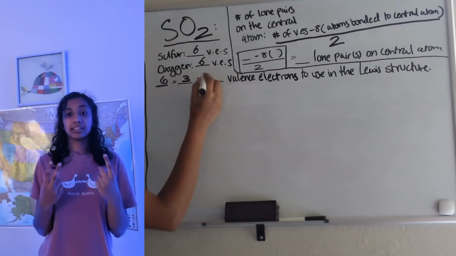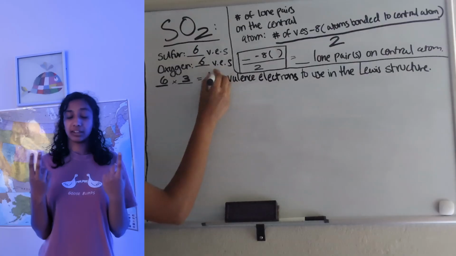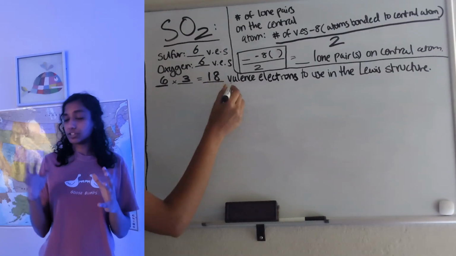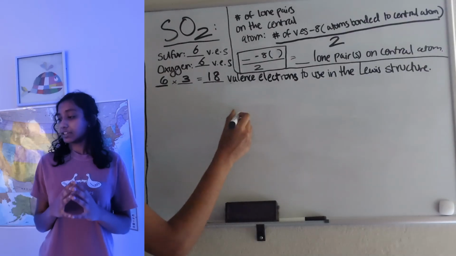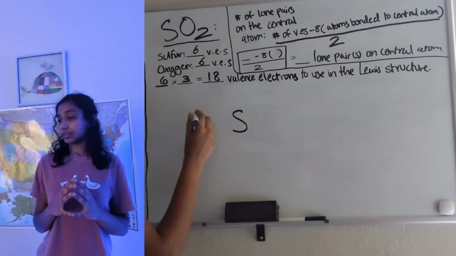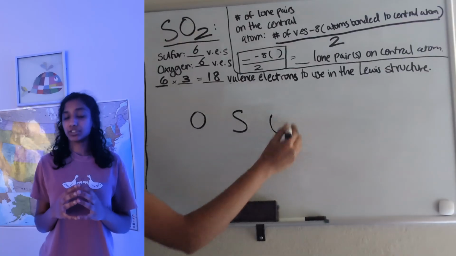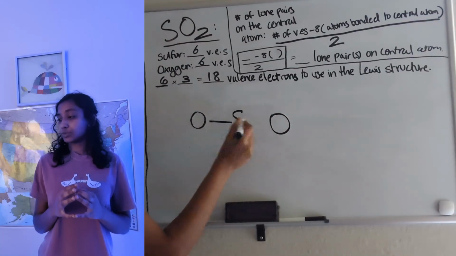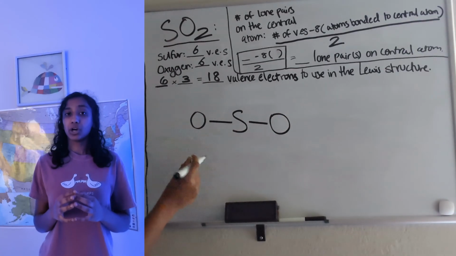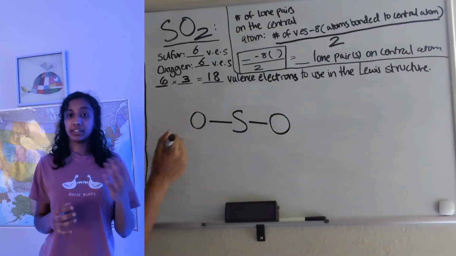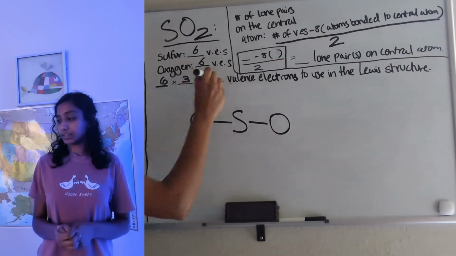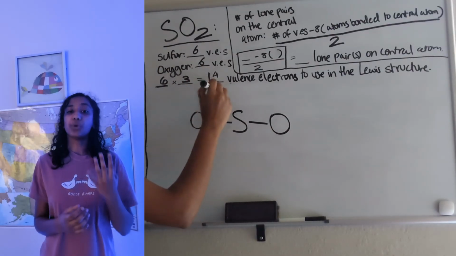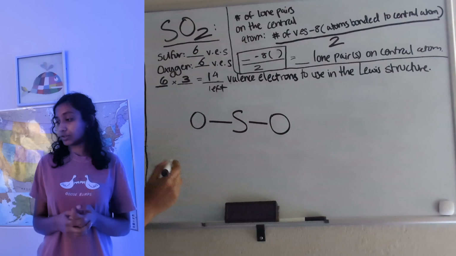So we take 6 times 3, which is the number of atoms, to give us 18 total valence electrons that we can use to draw the structure. Next, we place the single element, sulfur, in the middle, with 2 oxygens surrounding it. The oxygens will each form a bond with sulfur, so we draw a line representing a bond here and here. Each bond represents 2 shared valence electrons, so we've used 4 out of the total 18 valence electrons.